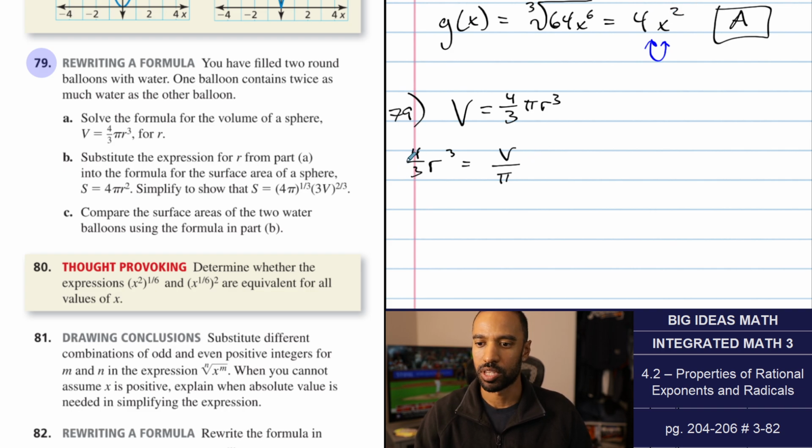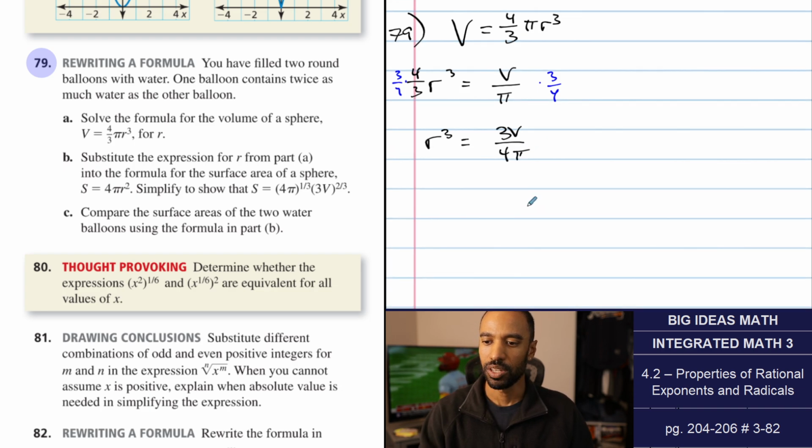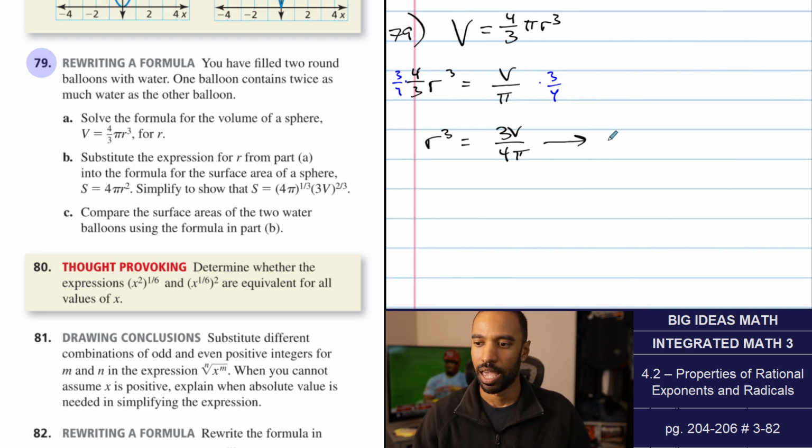Let's multiply both sides by 3/4. And we get r cubed equals 3V over 4 pi. Let's take the cube root, and we get r equals the cube root of 3V over 4 pi.